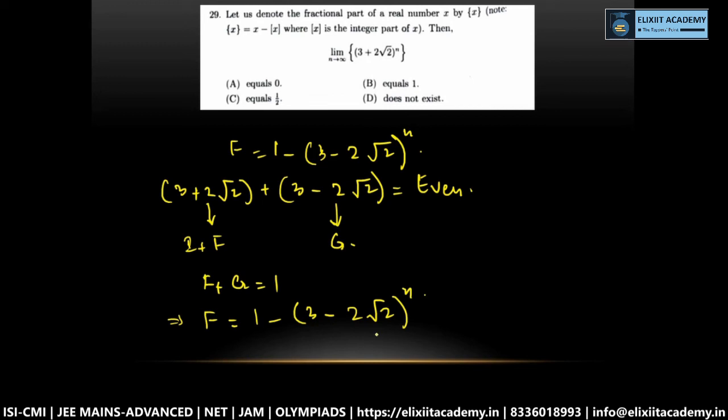Now you take the limit n tends to infinity. So if n tends to infinity, then obviously this will tend to 0. So obviously this is 1. So this is equal to 1.